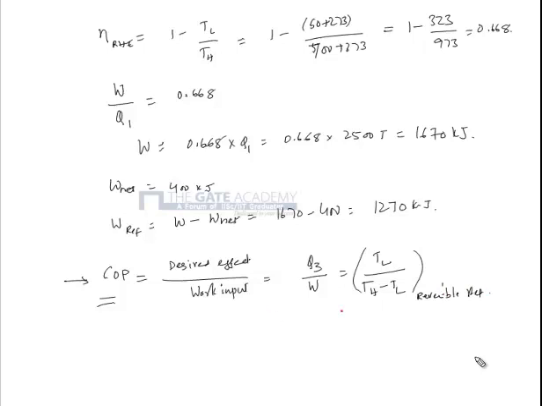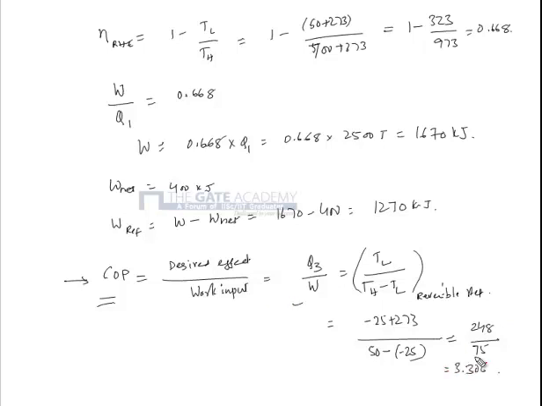Now TL is minus 25. Let's substitute in Kelvin. Because the denominator is the difference, I can put it in Celsius also. So the COP is 248 by 75, and the value is close to 3.306.